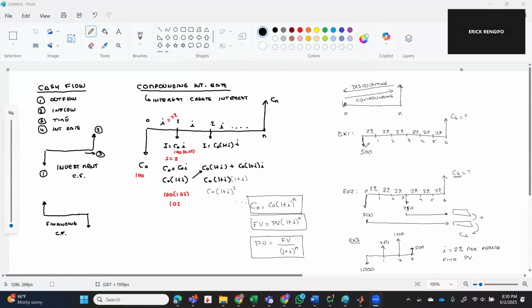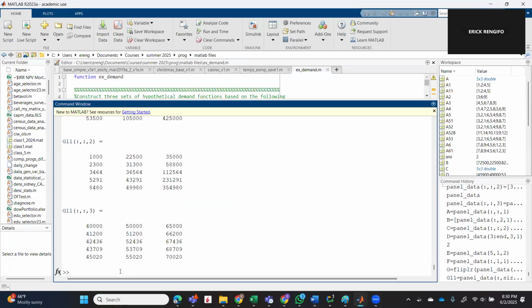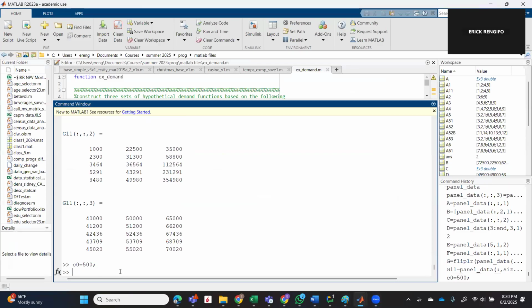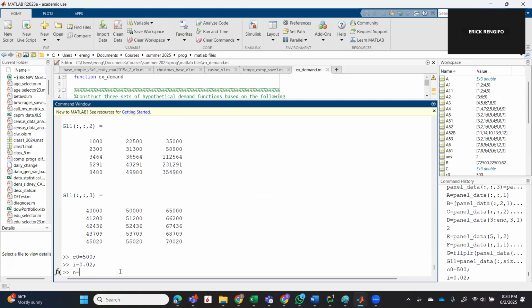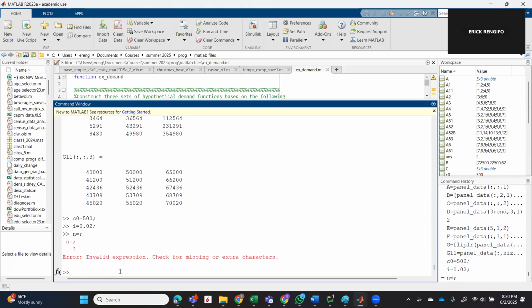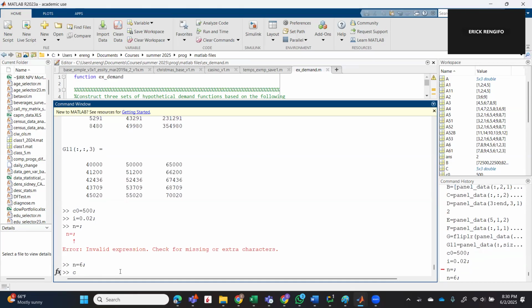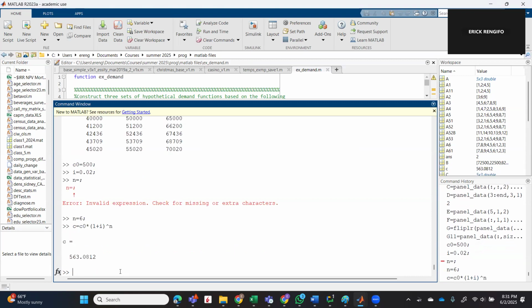It's very simple, it's straightforward. The first one has 500 and 2%, 6 periods. So for this one, let me define C0 as 500, let me define I as 0.02. Do you agree? Then let's define N as 6, I have 6 periods. From here, I can find my C6, which is simply equal to C0 times (1 plus I) to the power N. Do you agree, guys? This is a piece of cake.